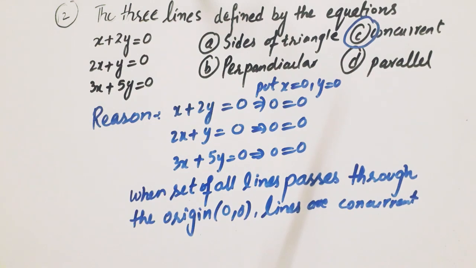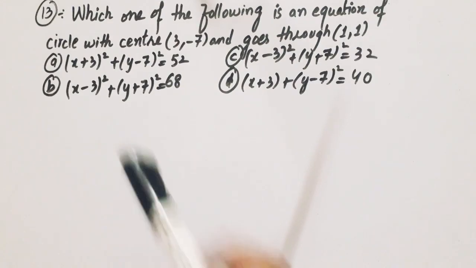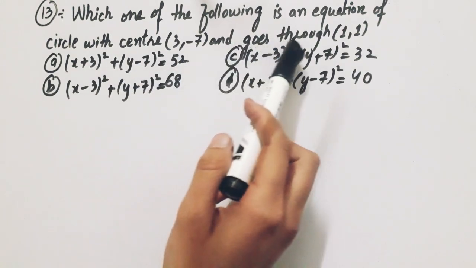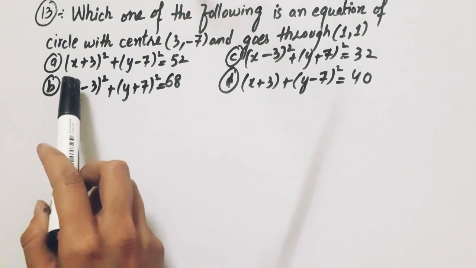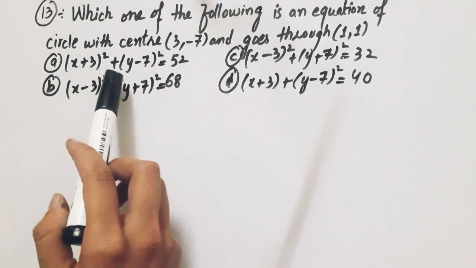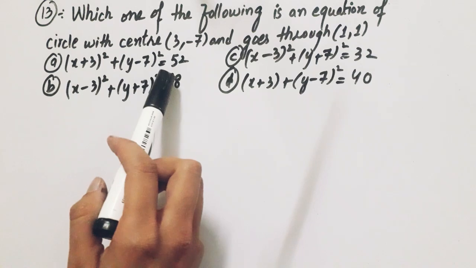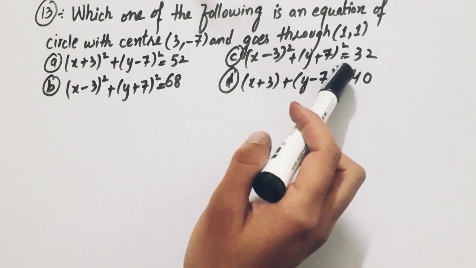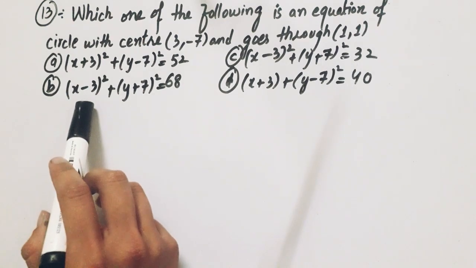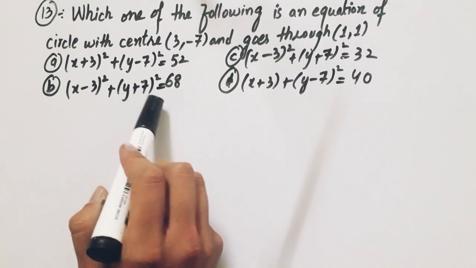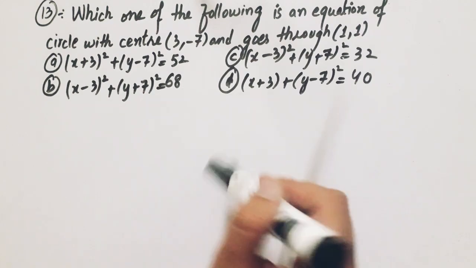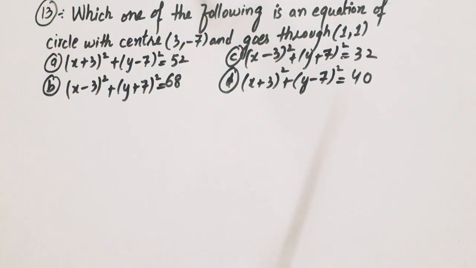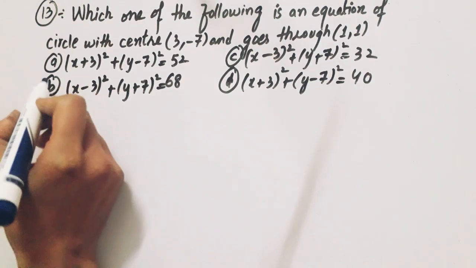Now we will solve 13th MCQ. Now MCQ 13 is, which of the following is an equation of circle with center 3 and minus 7 and goes through the point 1 and 1. So x plus 3 whole square plus y minus 7 whole square is equal to 52, or x minus 3 whole square plus y plus 7 whole square is equal to 32, or x minus 3 whole square plus y plus 7 whole square is equal to 68, or x plus 3 whole square plus y minus 7 whole square is equal to 40. So what is the answer? The correct answer is B.